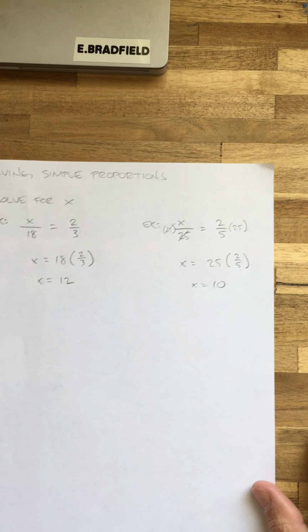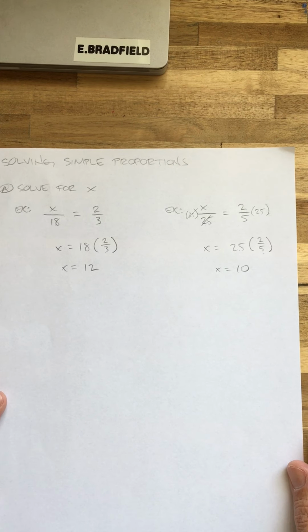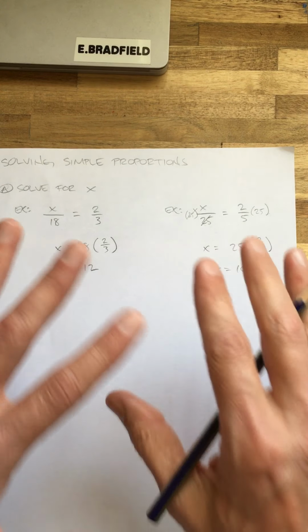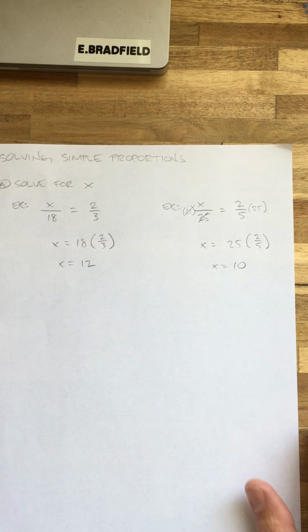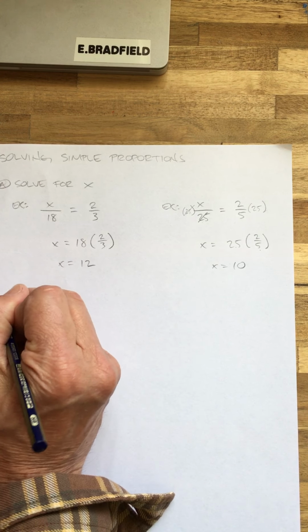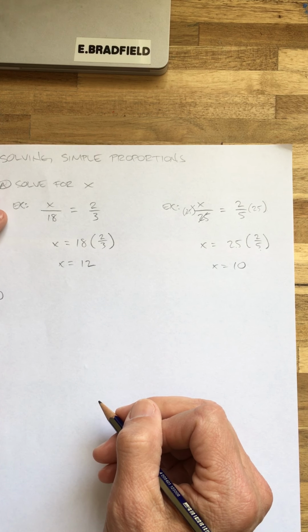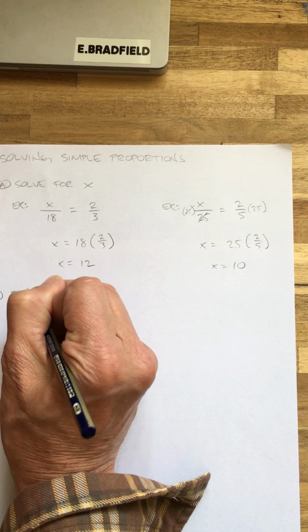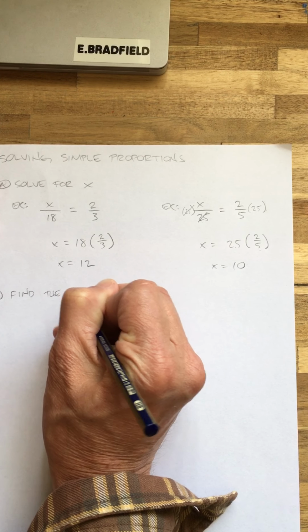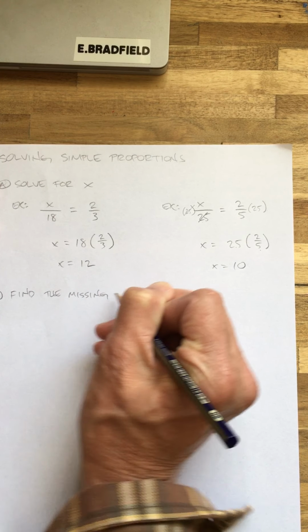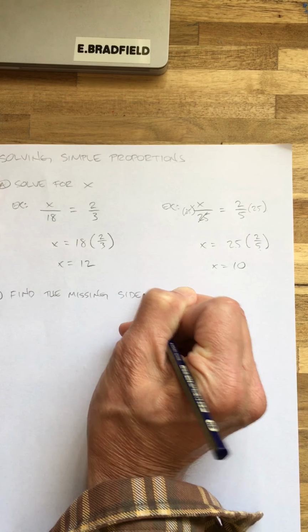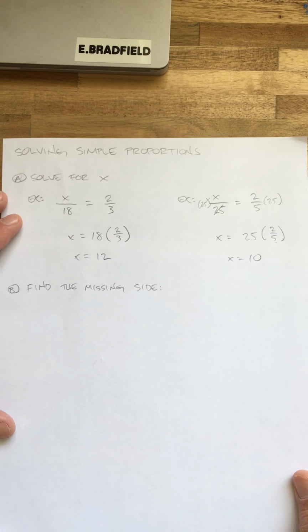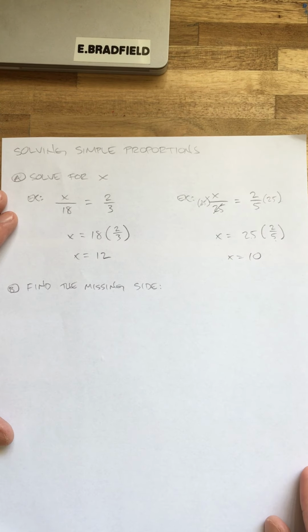Okay? So there are a lot of different ways you could go about doing this, but I just want to show you the basic setup, okay? Because what I'm going to show you now, part B, is this. I'm going to have you find the missing side, okay? So find the missing side. And it's going to look really confusing, okay? So I'm just warning you, okay?